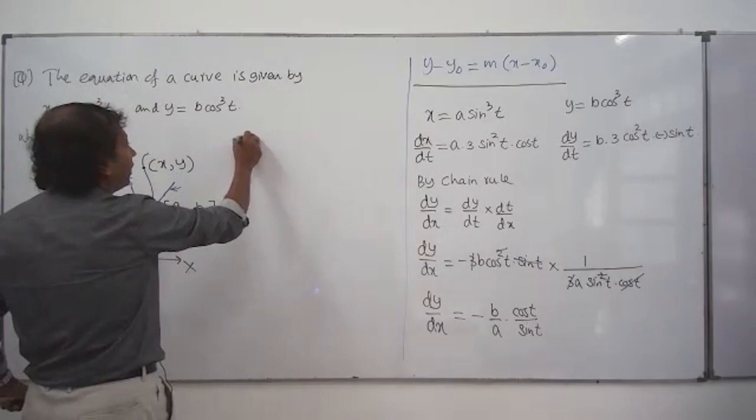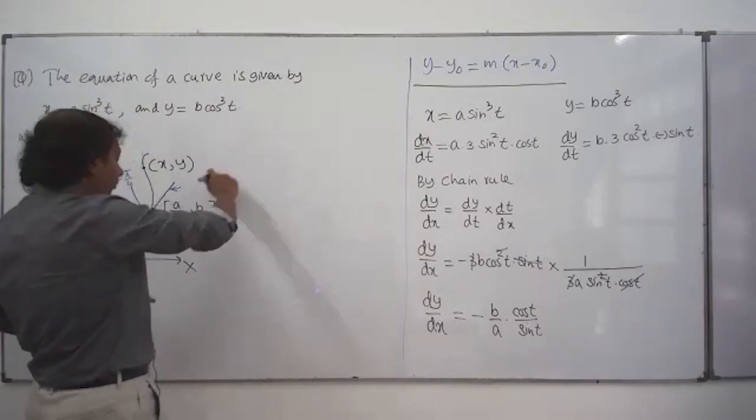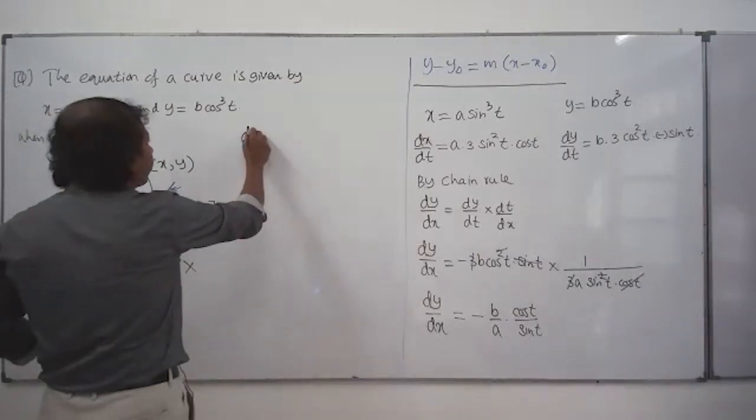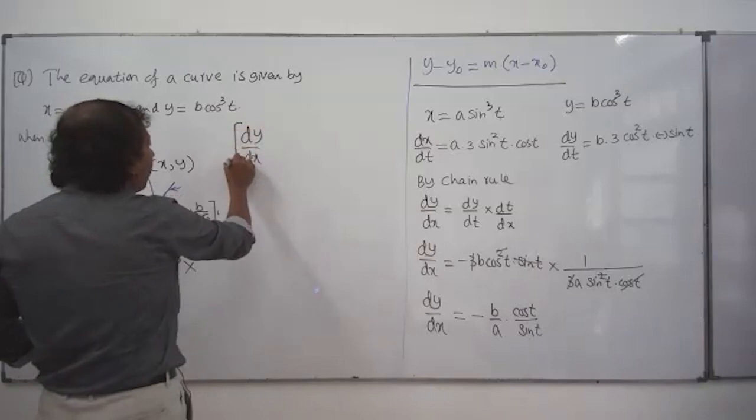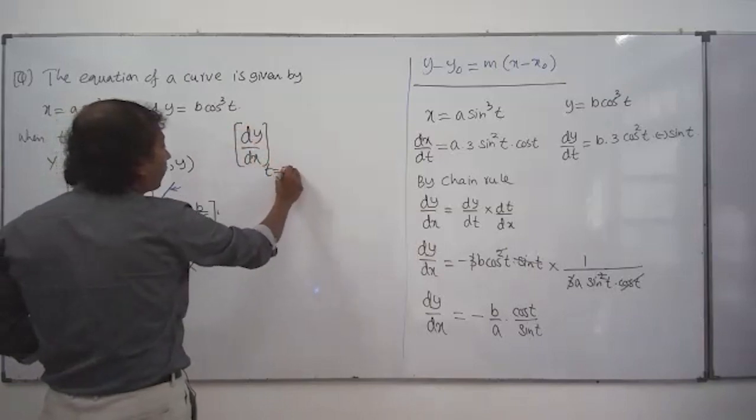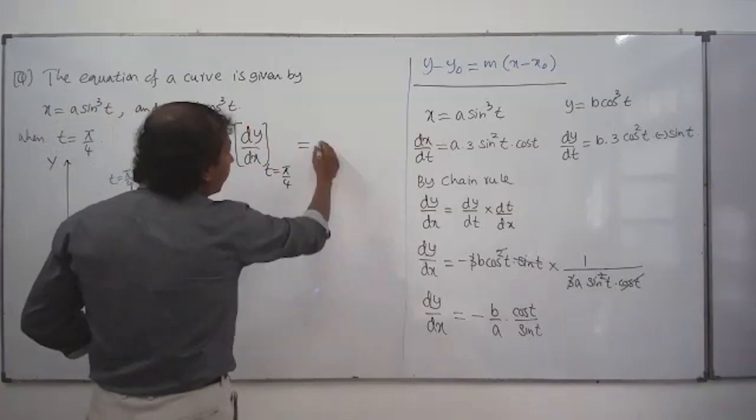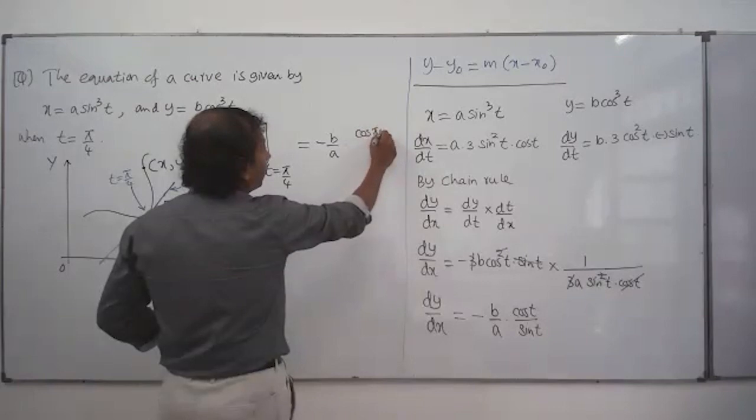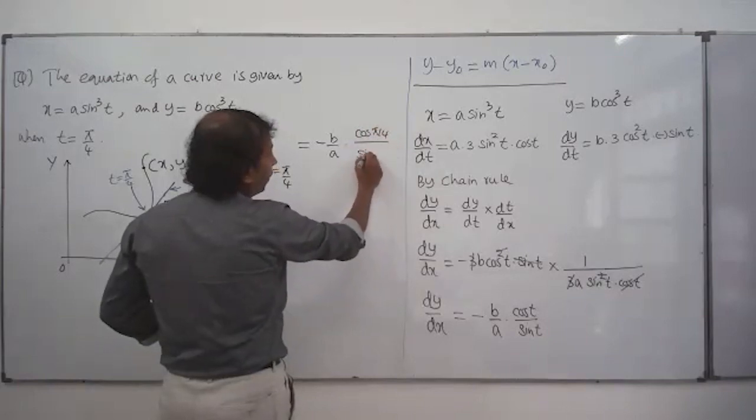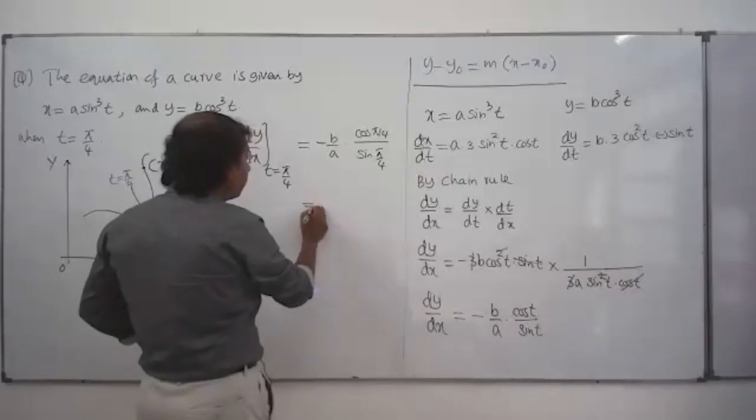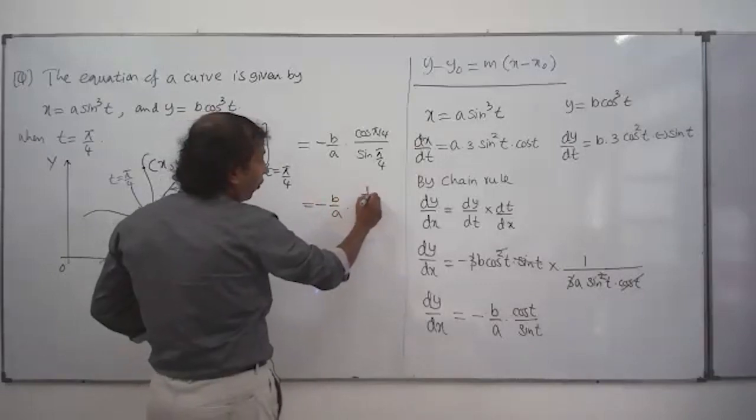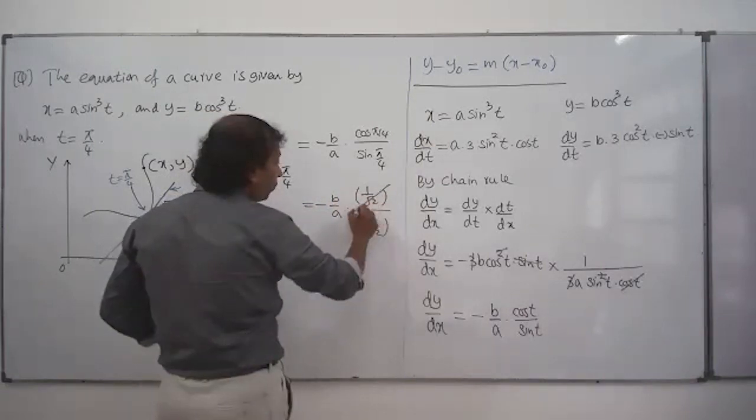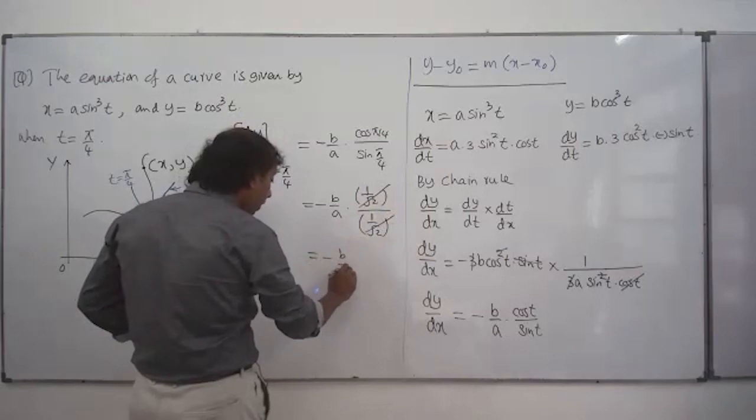Right, dy by dx we need at t equals pi by 4. It's minus b over a cos pi by 4 divided by sine pi by 4. You know cos pi by 4 is 1 over root 2, sine pi by 4 is 1 over root 2. This you can cancel down. We get minus b by a.